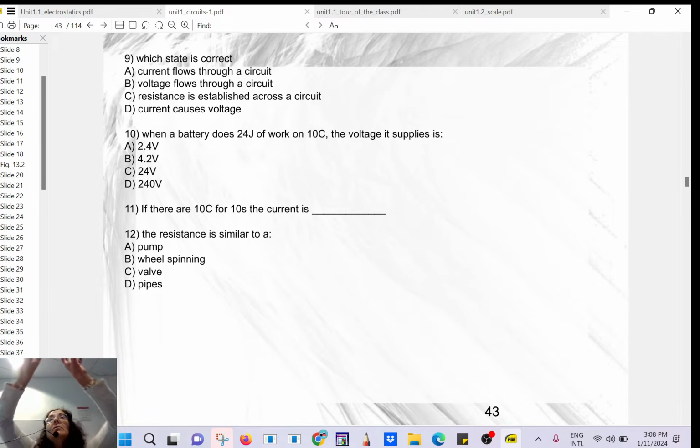So the resistance, I told you, is like you have a hydraulic system and you squeeze the pipe, right? So it's like you're limiting the amount of current, like you are limiting the amount of water flowing. So you can do that with a valve, right? You can close the pipe or open the pipe.